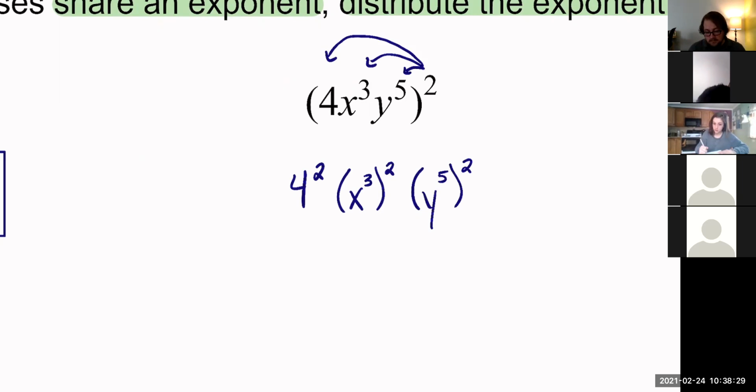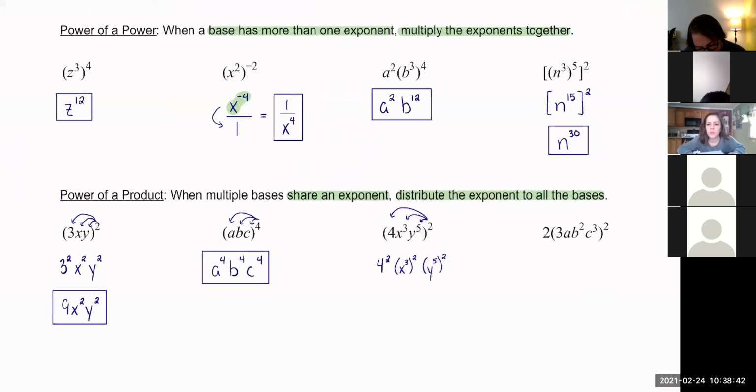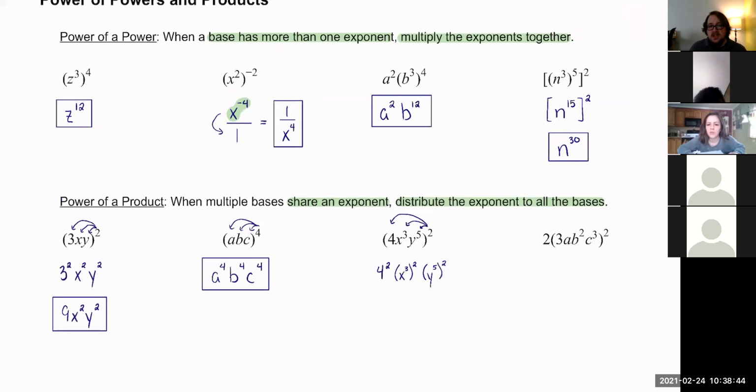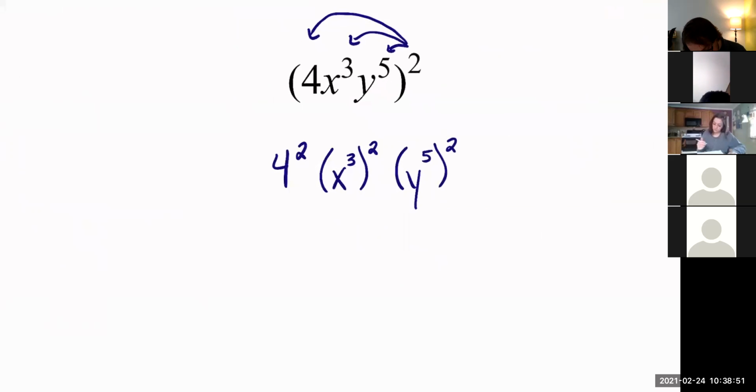Can you multiply the exponents? Why can we multiply the exponents? Distribution. Sort of. If you recall the property right above, power of a power, if you have a base with more than one exponent, you can multiply those exponents together. So x to the power of 3 raised to the power of 2 would become x to the power of 6. And we get y to the power of 10.